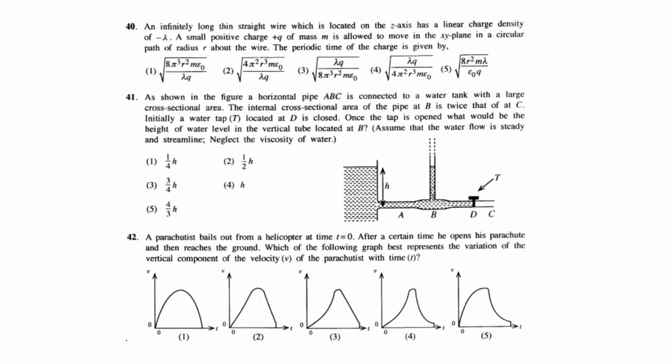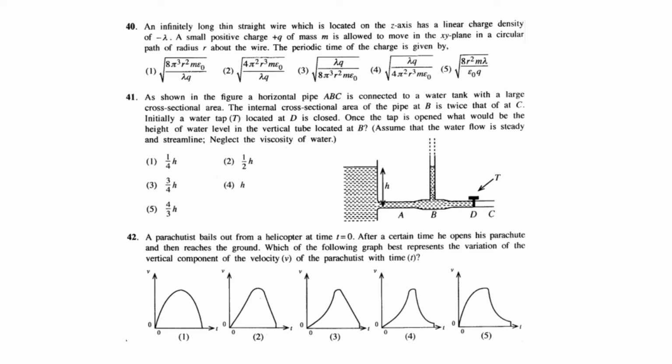Question number 41. A horizontal pipe ABC is connected to a water tank with a large cross-sectional area. The internal cross-sectional area of the pipe at B is twice that at C. Initially, the water tap is closed. They are asking for the height of the water level in the vertical tube once the tap is opened. Assumptions: the water flow is steady and streamlined, and we neglect the viscosity of water. This question is an application of Bernoulli's theorem.